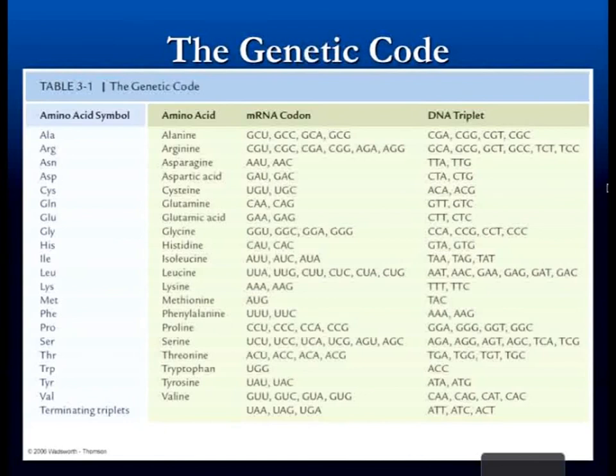Okay, so there are 20 amino acids. But what happens is when you combine all the letters, these are like license plates with three letters, and you've got four different letters, mathematically you've actually got way more three-letter combinations than you have amino acids. There's only 20 of these, but there's 64 of these, which means that a number of amino acids, almost all of them in fact, with few exceptions, are indicated by more than one three-letter sequence.